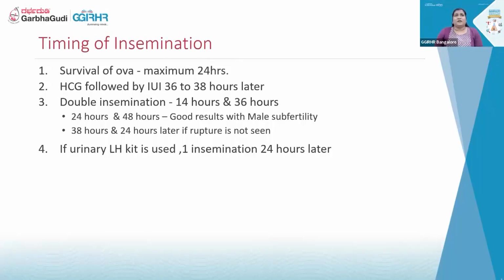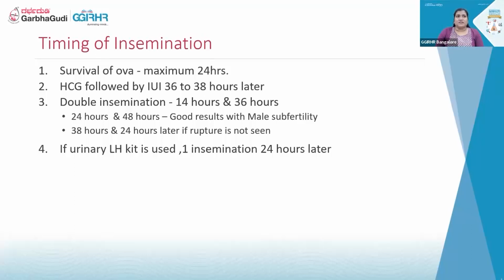If we are dealing with male subfertility and need better results, then we can plan IUI after 24 hours of HCG injection and 48 hours of HCG injection. Suppose we have planned for a single IUI, and on the day of IUI, after 36 to 40 hours of HCG, the egg has not ruptured. Then what are we going to do?